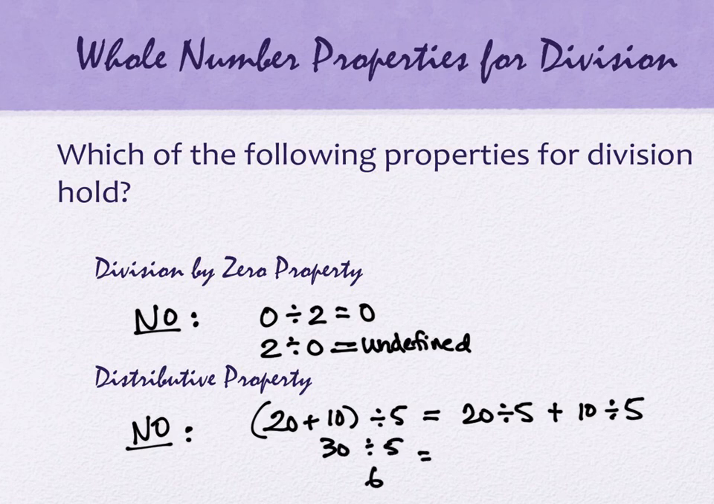6. Okay. What is 20 divided by 5? 4. And what is 10 divided by 5? 2. And that's also 6. So it works in this direction. So kind of like the last two. There's one direction it's not going to work.